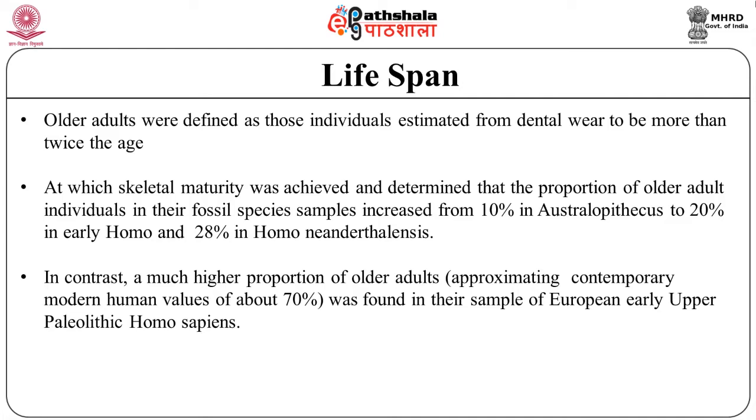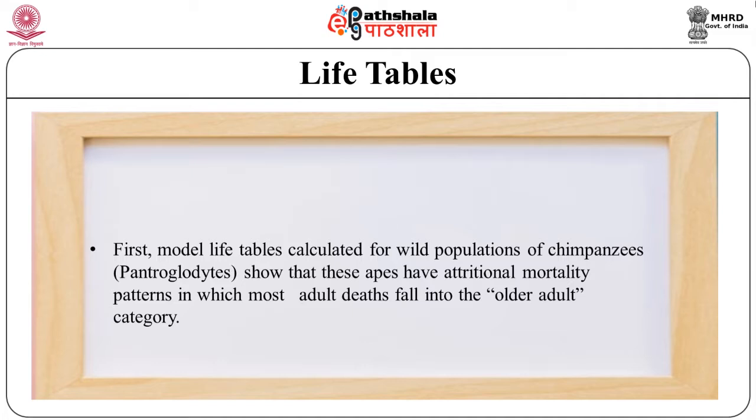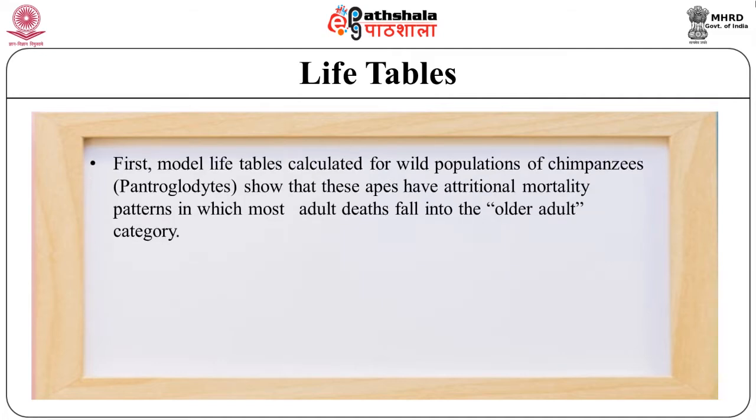In contrast, a much higher proportion of older adults, that is, the modern human value of about 70%, was found in the samples of European Early Upper Paleolithic Homo sapiens. Now we talk about life tables. First, modern life tables calculated for wild populations of chimpanzees, Pan troglodytes, show that these apes have an attritional mortality pattern in which most adult deaths fall into the older adult category.